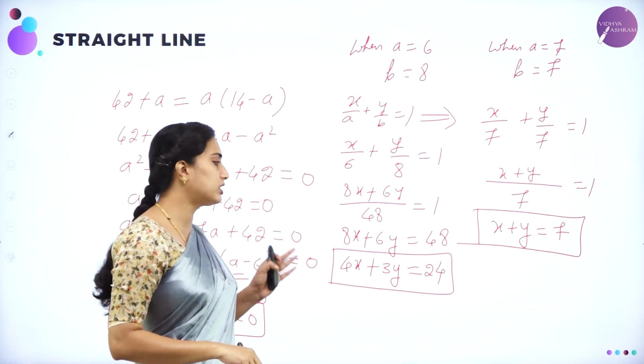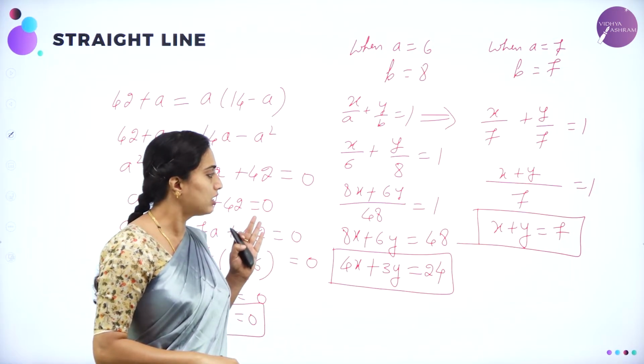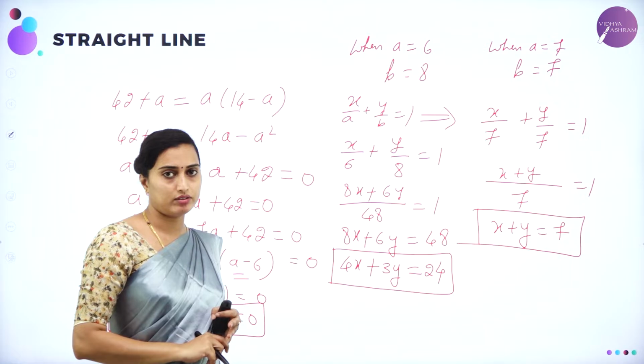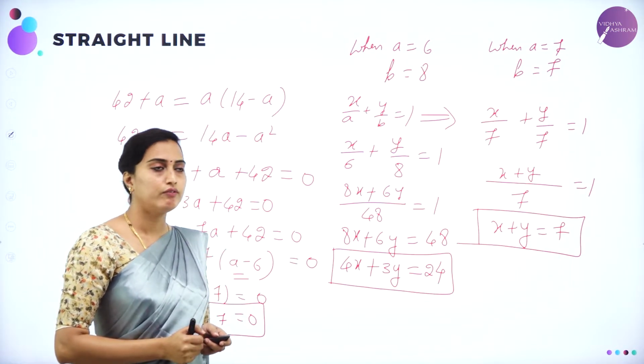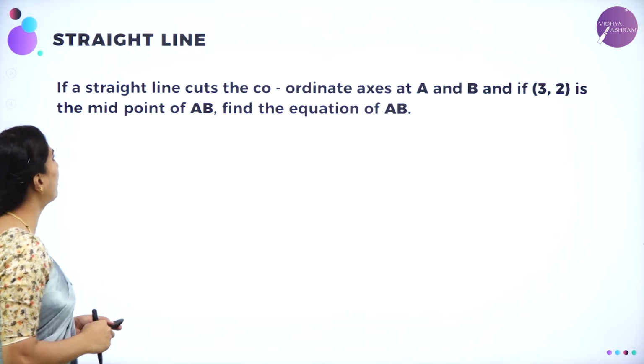One is 4x plus 3y equal to 24. Another one is x plus y is equal to 7. I hope you got how to solve this problem. We'll move on to the next problem, dears.